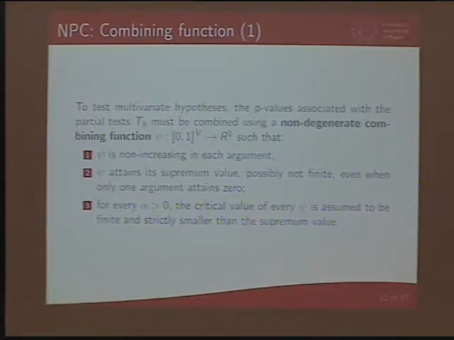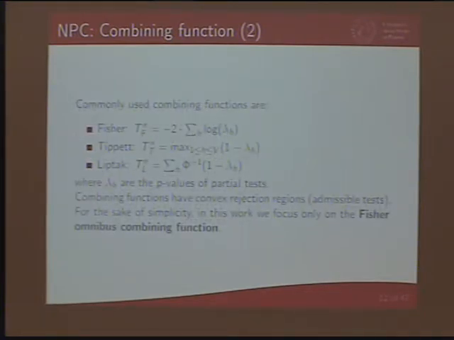Why this? Because it is proven in a couple of theorems that we have in some papers that this provides you a combined test that is unbiased and consistent. So these are two basic properties in testing procedures that you should have. And if the functions satisfy those three properties, you finally get a test that is unbiased and consistent. So three examples of those combining functions are like those three.